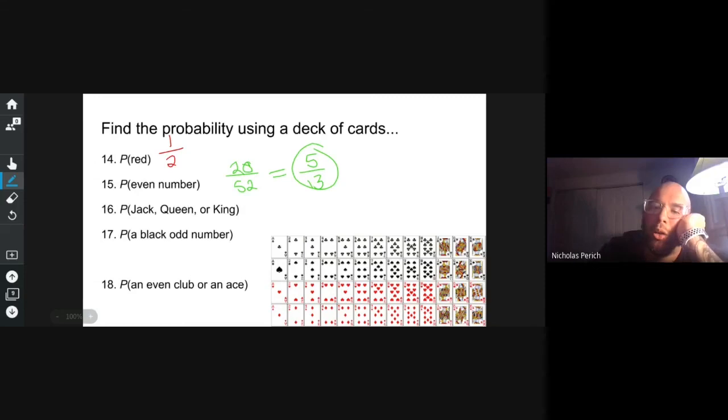A jack, queen, or king. So 4, 8, 12. 12 out of 52. Those are both divisible by 4 again. So divide the top and the bottom by 4, you get 3 out of 13.